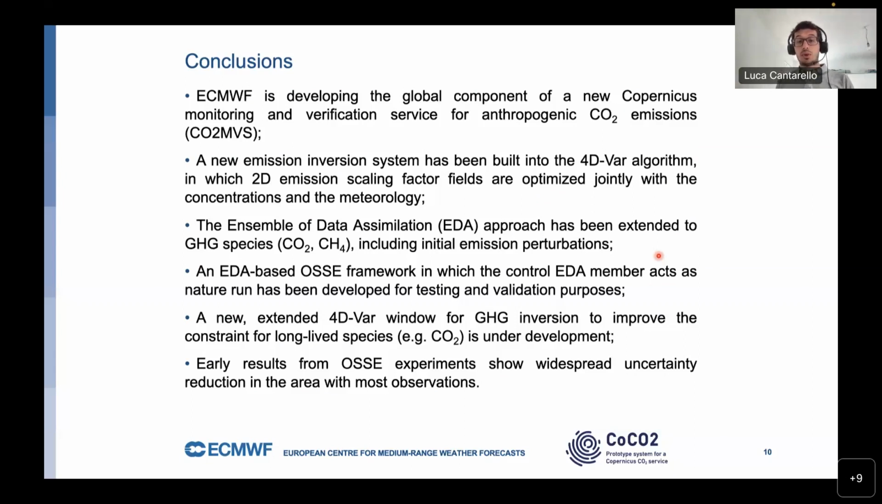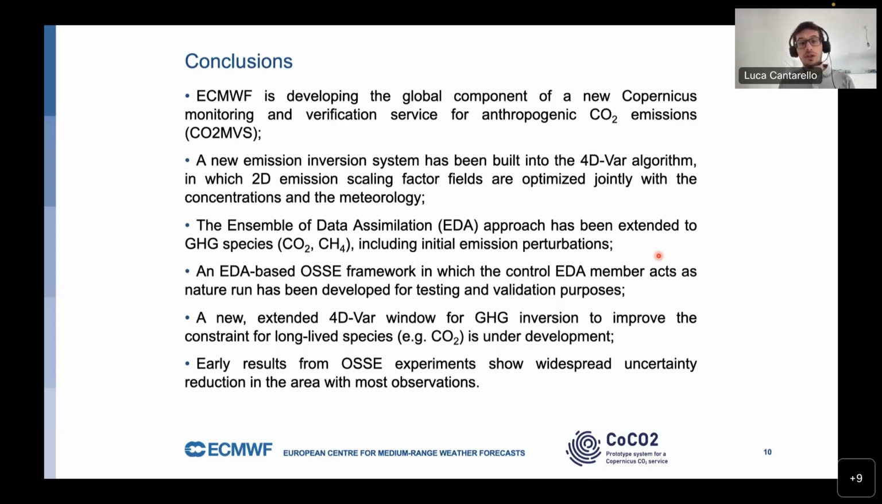And we also have extended the EDA approach to GHG species, and in here we include the perturbation to the initial emissions. We have also developed an OSSE framework in which we use the control member as a nature run, and then we extract from it some synthetic observations that are simulated in the ensemble members.